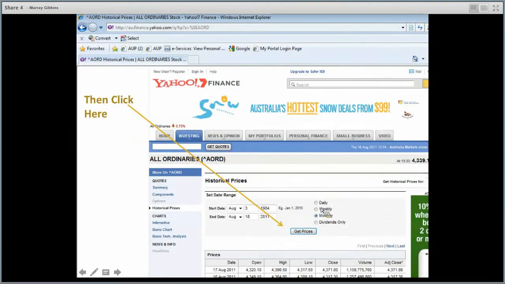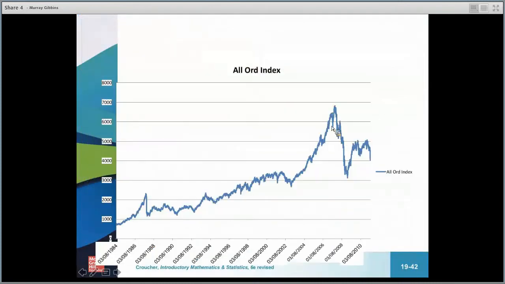If you wanted to download them, they go back to 1984. So you get about 36 years worth of All Ordinaries data. And you could select daily, weekly, or monthly. Monthly is good enough. Get prices, and you click download down here, and you can download and produce a graph similar to that. And it's interesting to see what's happened since COVID. Here's the global financial crisis back in 2007, 2008.